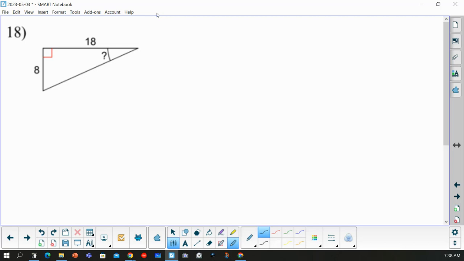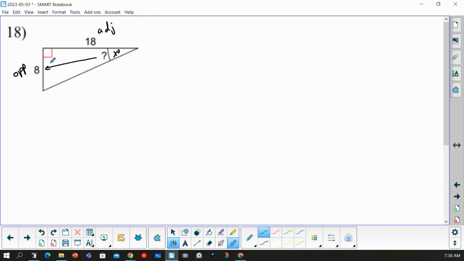Last problem on this particular worksheet is problem number 18. Problem number 18 on the 8-4 extra practice worksheet. I'm trying to find an angle again. From this angle right here, the 8 is on the opposite side of the angle, so this is going to be the opposite leg. This 18, since it's not the hypotenuse, I'm going to call it the adjacent leg.